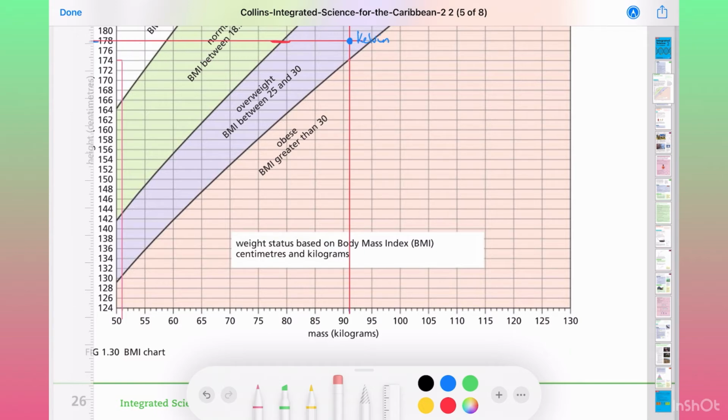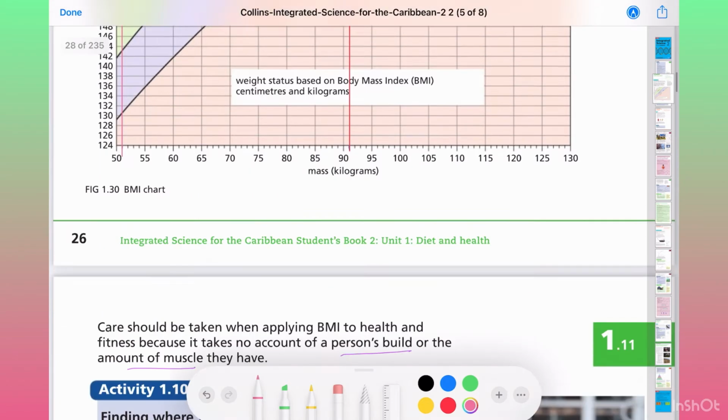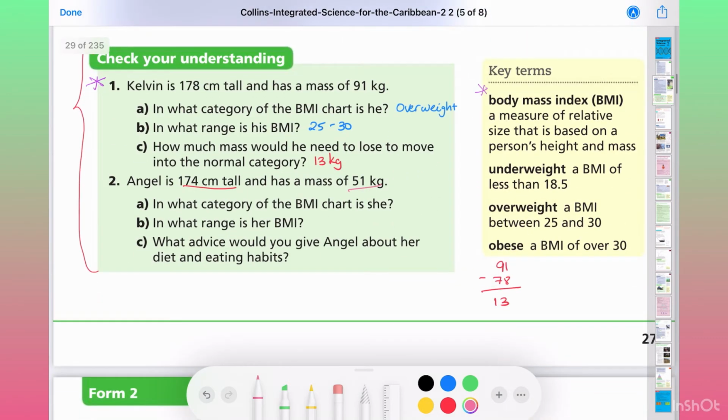And let's see. So we're going to use a big dot here. And this is Angel. Angel is in the underweight category. So in the underweight category, what is her range of BMI? Her range of BMI is less than 18.5. What advice would you give Angel about her eating habits and diet?